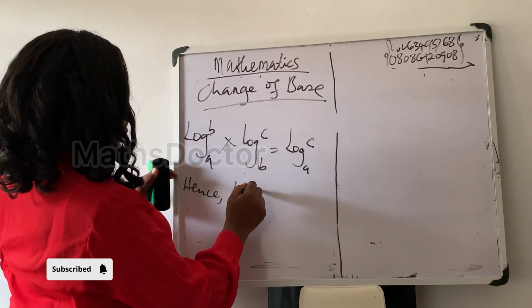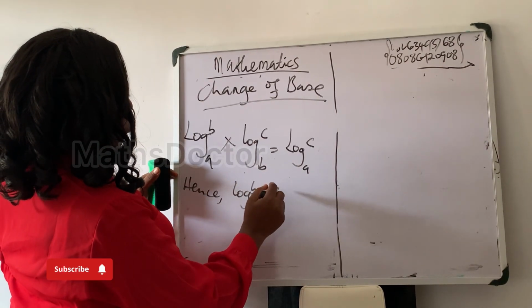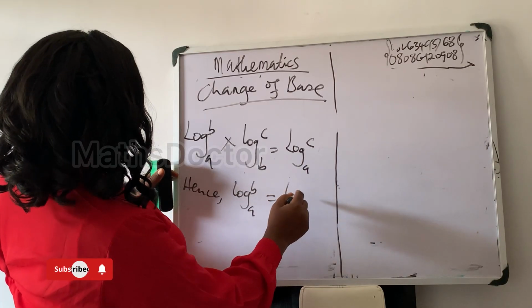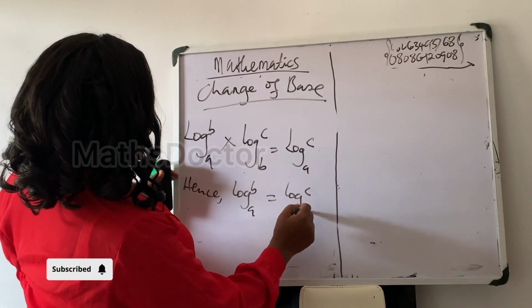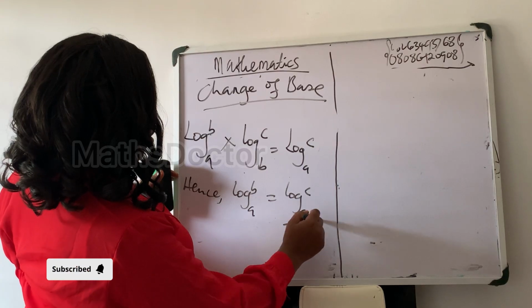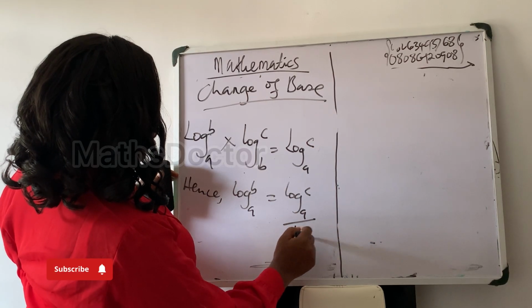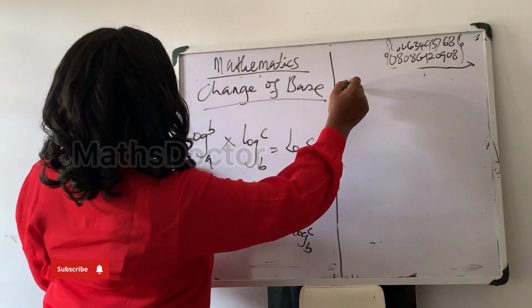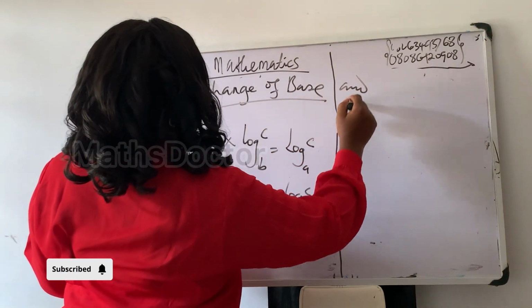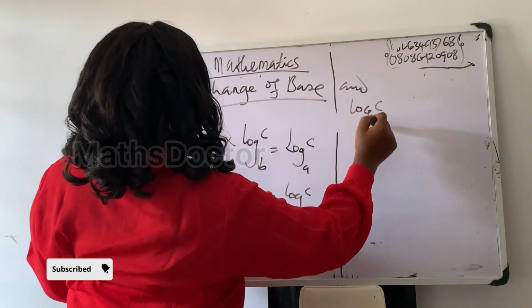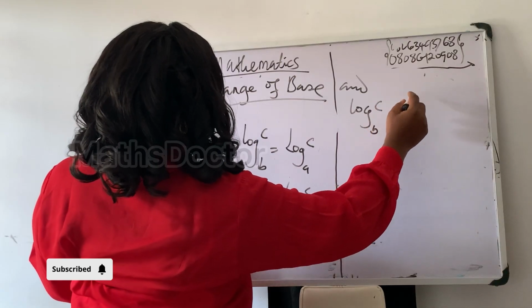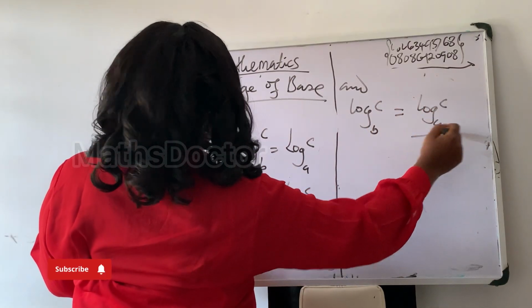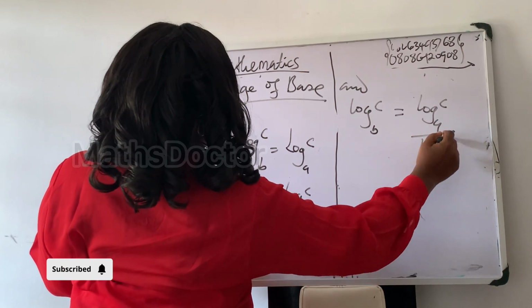Hence log b to base a equals log c to base a all over log c to base b, and log c to base b equals log c to base a all over log b to base a.